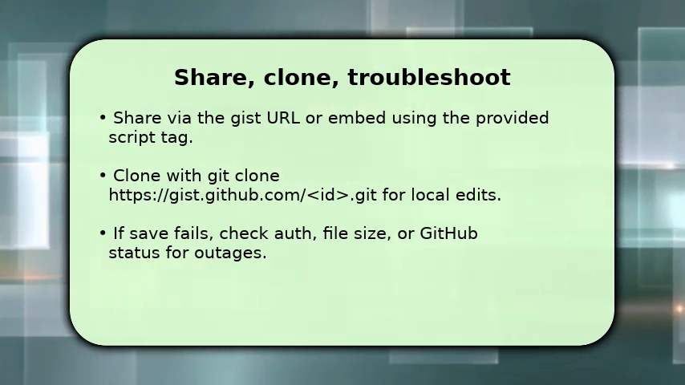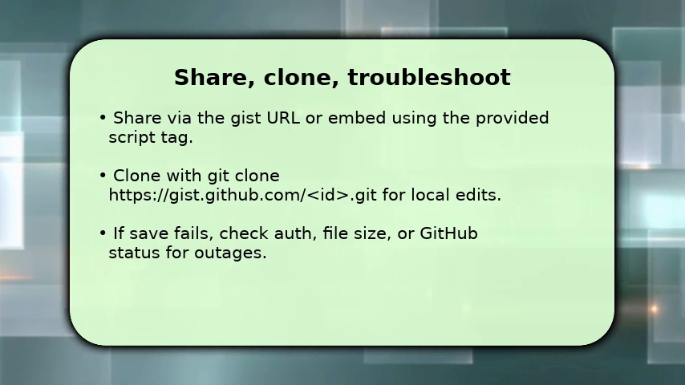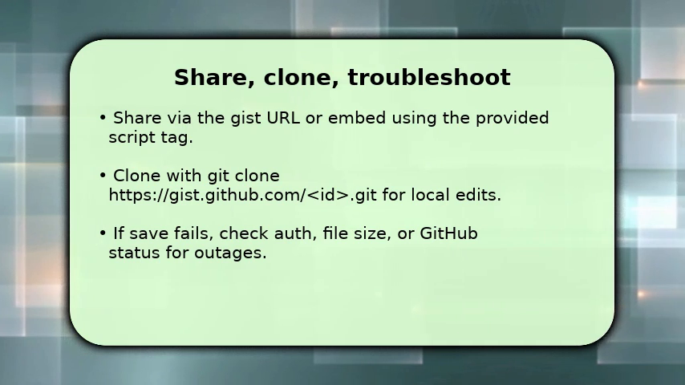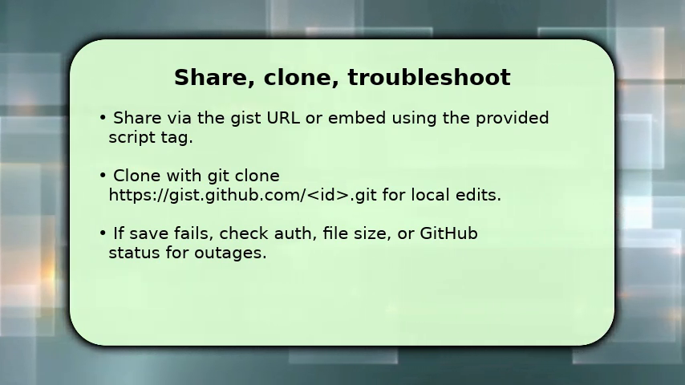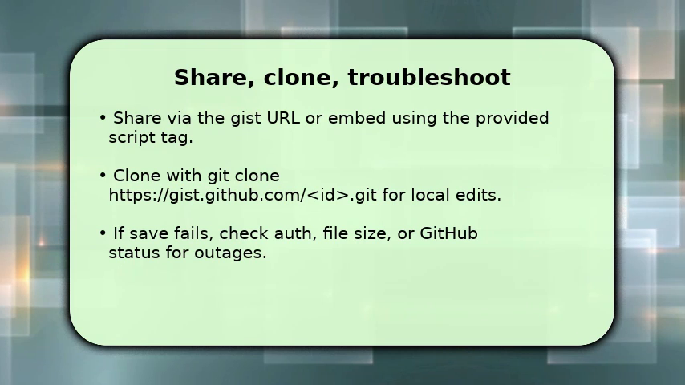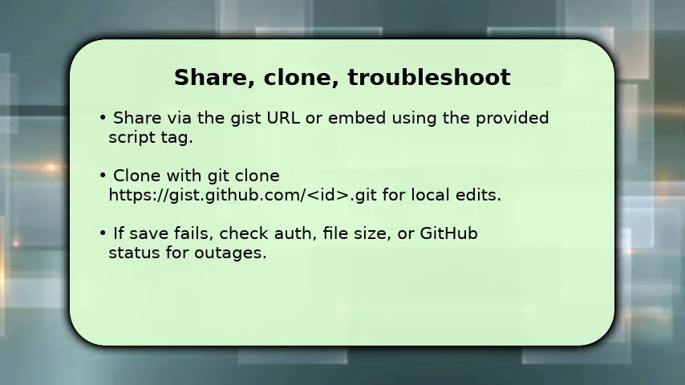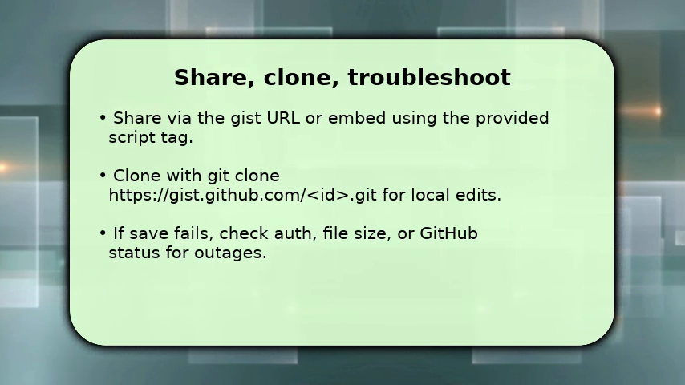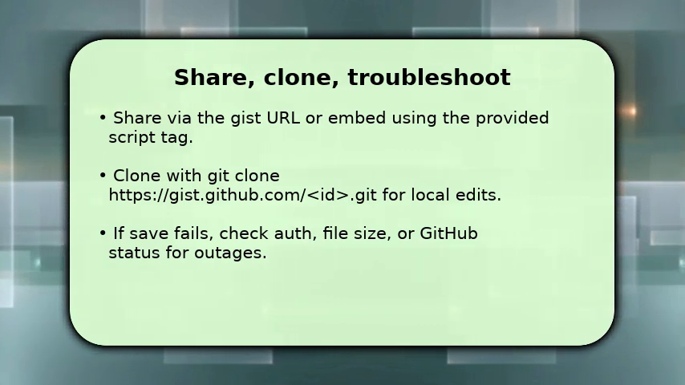If you encounter problems saving or updating, first verify you are signed in and have permission, check file size limits, and confirm GitHub service status. If cloning fails, ensure your Git credentials are correct and retry. One troubleshooting tip: clear cached auth tokens and re-authenticate to resolve common permission errors.